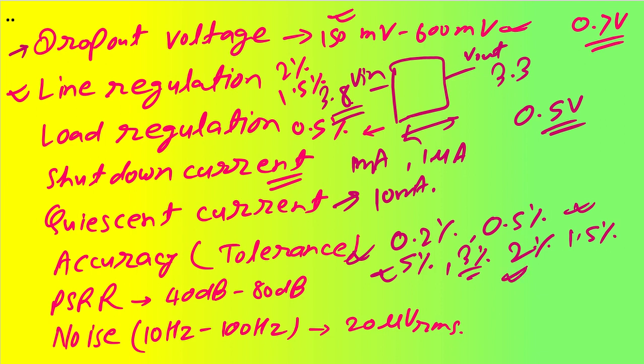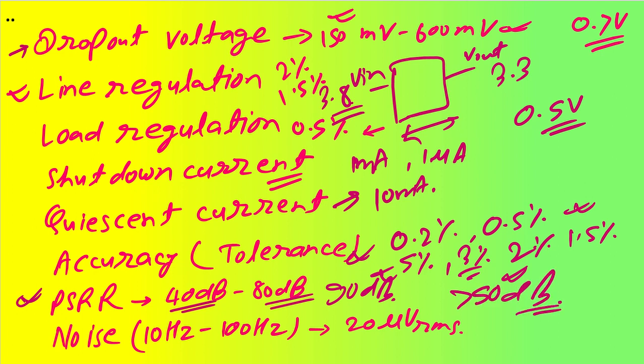tolerance. What is the power supply rejection ratio? So it can vary from, let's say, 40 dB to around 80 dB or 90 dB also. These days very good regulators are coming. So I'll suggest you try to keep your PSRR range more than 50 dB for your application.